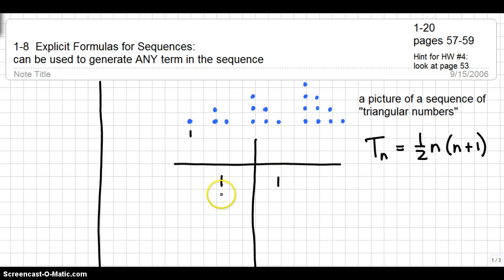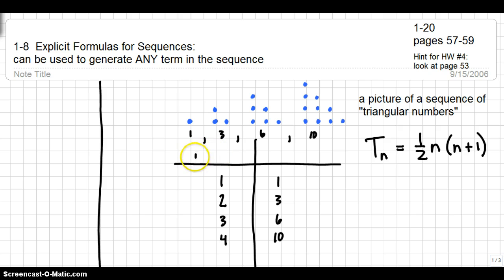The second term in the sequence has 1, 2, 3 dots. The third term in the sequence has 1, 2, 3, 4, 5, 6 dots, and then you can kind of see where we're headed here. The next term in the sequence is term number 4, and it has 1, 2, 3, 4, 5, 6, 7, 8, 9, 10 dots.